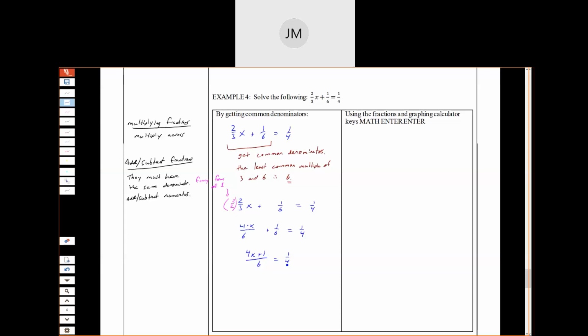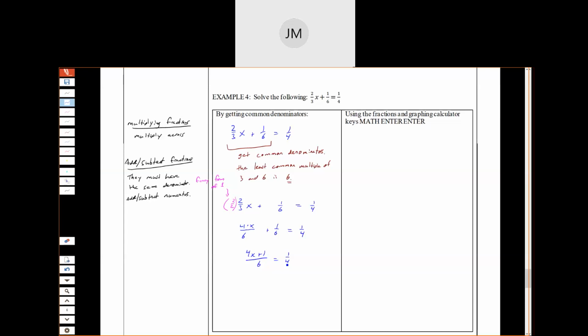Now I need to do this process again, because now I still have two fractions with different denominators. Okay. So one way to do this is to find the common denominator again. Another way to do this is with a method that you probably remember from the past called cross multiplying, and that might be a little bit easier.